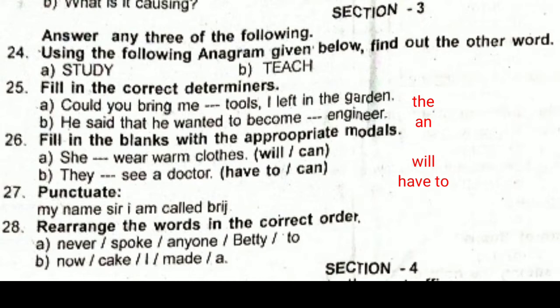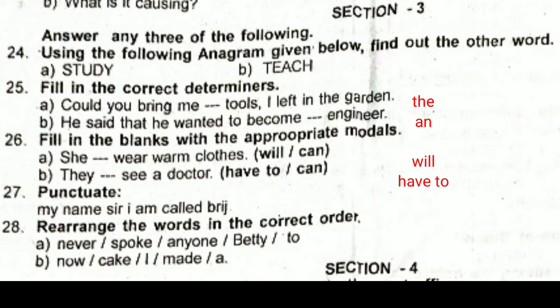27th question. Punctuate. My name, sir, I am called Bridge. So punctuation means the first letter should be capital, ending with a full stop, and in the middle, whenever you need, a comma and all. So my name, sir, M capital. My name, sir, comma. I am called Bridge. I capital and ending with full stop. Okay. My name, sir, comma, inverted comma like that.